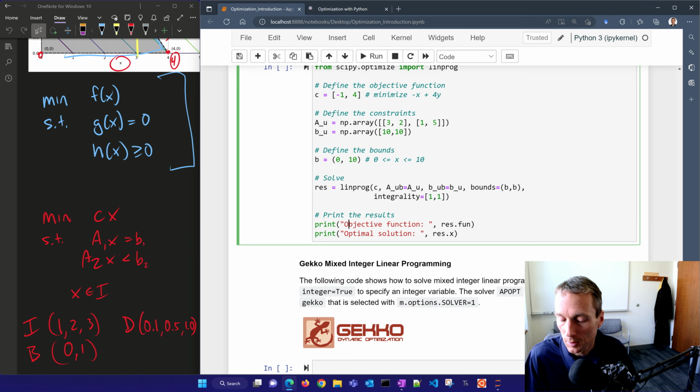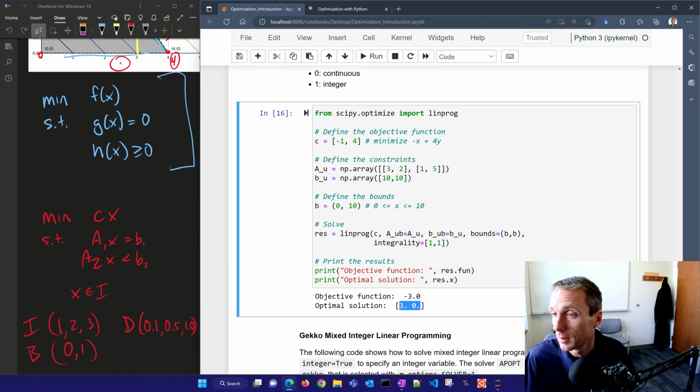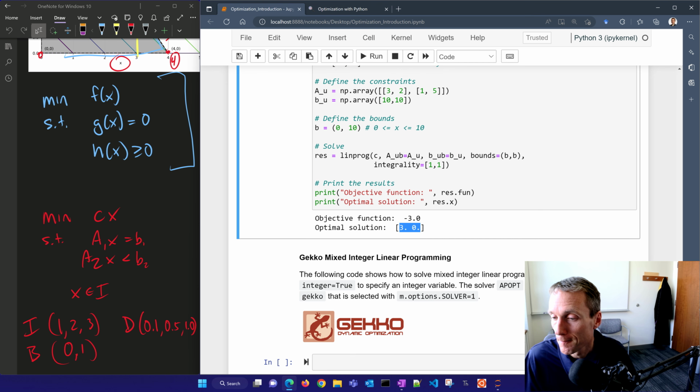And so let's go ahead and just print the solution to this. And so you can see that it found an integer optimal solution and the objective function there. The objective function doesn't necessarily have to be an integer. We just specified that our decision variables had to be integers. Okay, so that's how we solve a mixed integer linear programming problem with SciPy Optimize, the linprog.